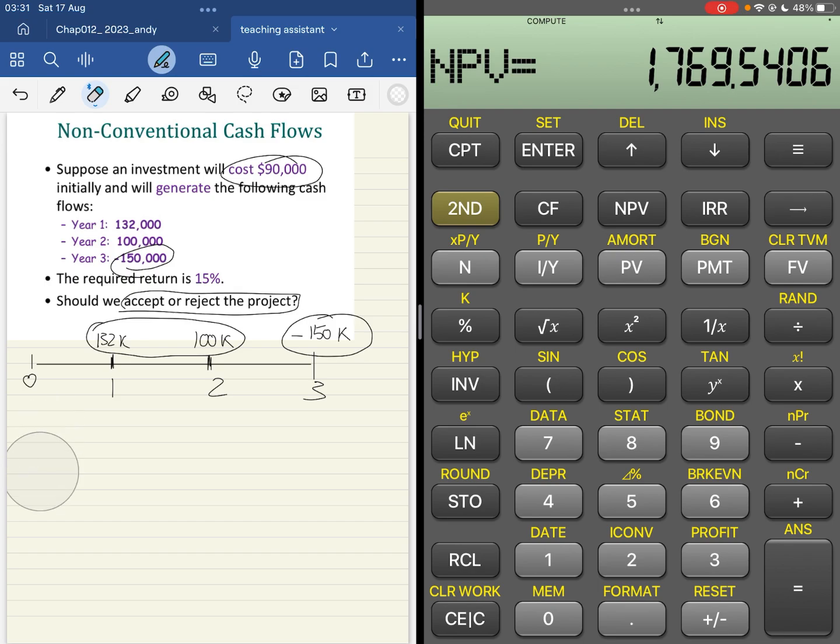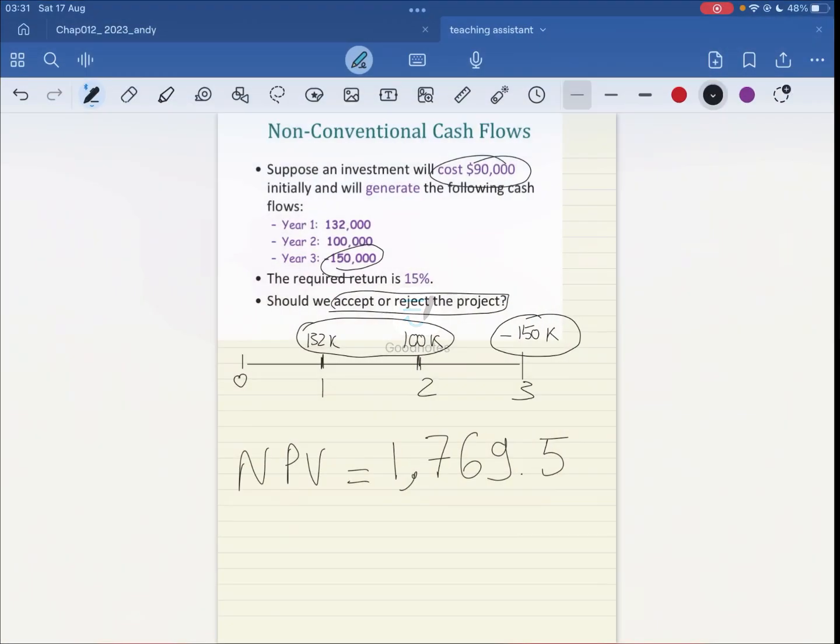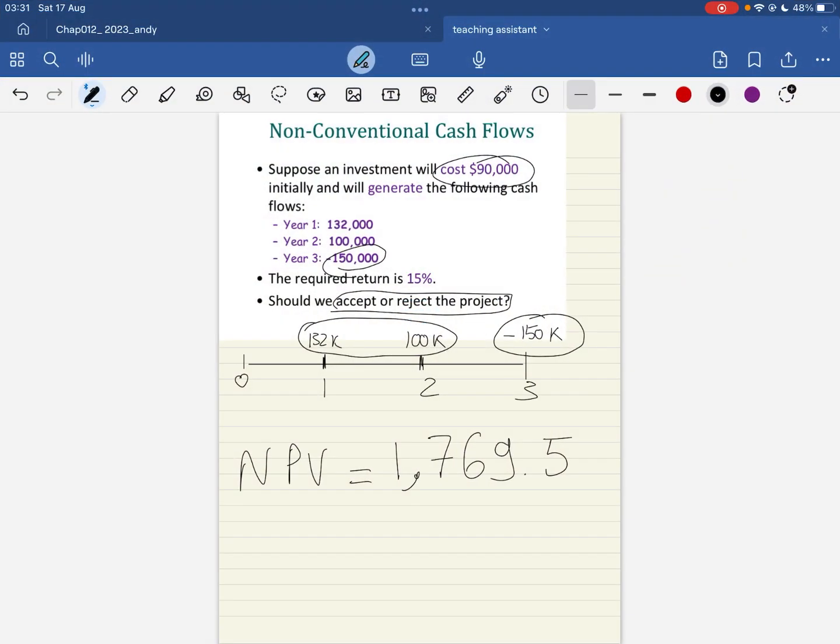1,769.5. So the NPV of the project is equal to 1,769.5. So what kind of conclusion can we make from this number? Because the NPV is greater than 0, the decision rule is that anytime the NPV is bigger than 0, we should accept the project. Therefore, in this case, because 1,769.5 is bigger than 0, we should accept the project using the NPV method.